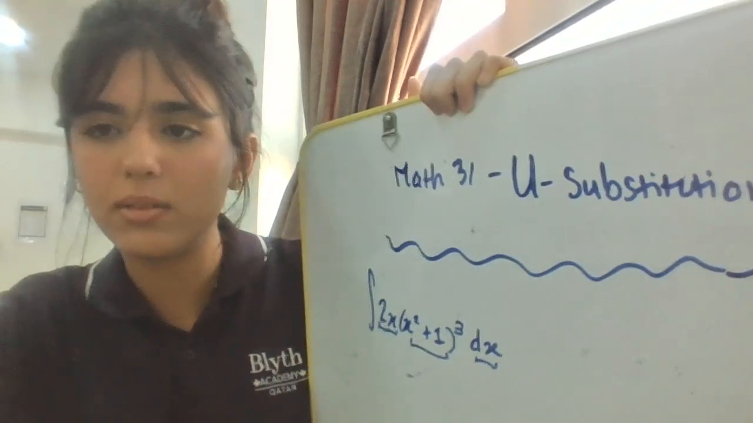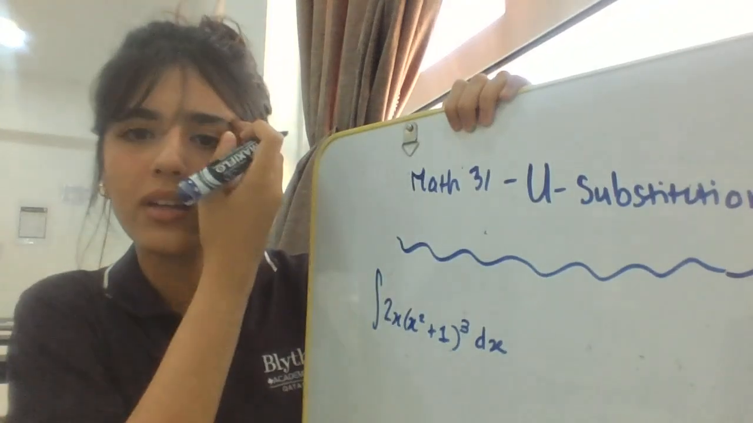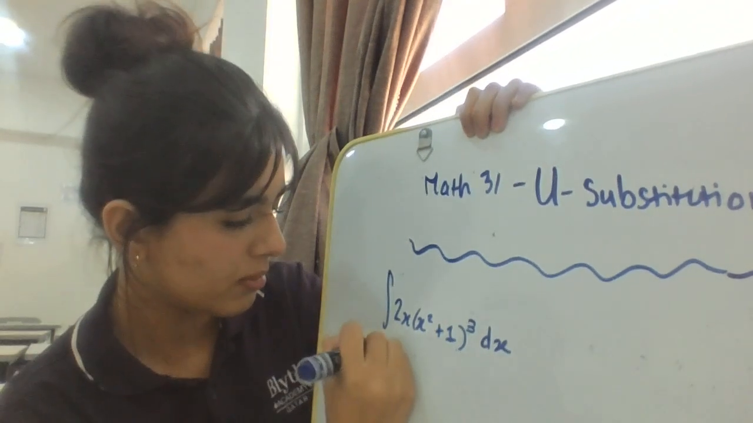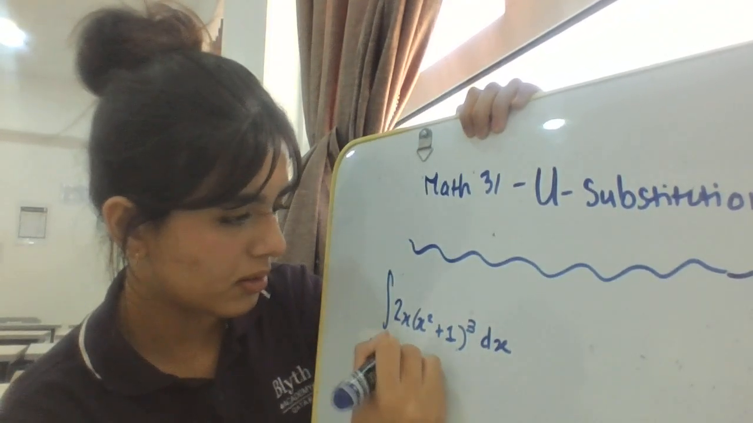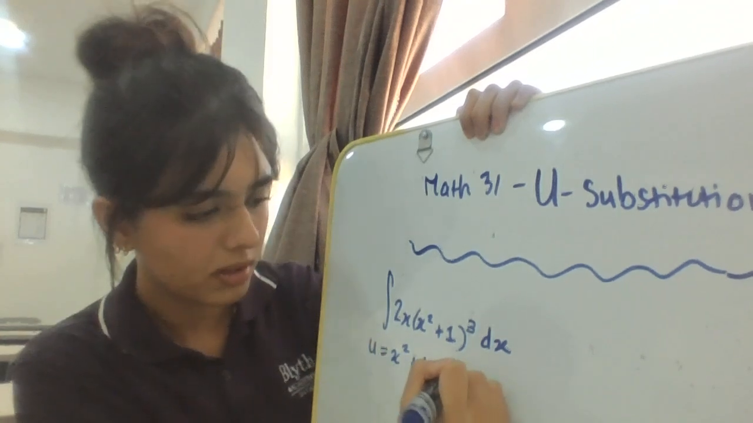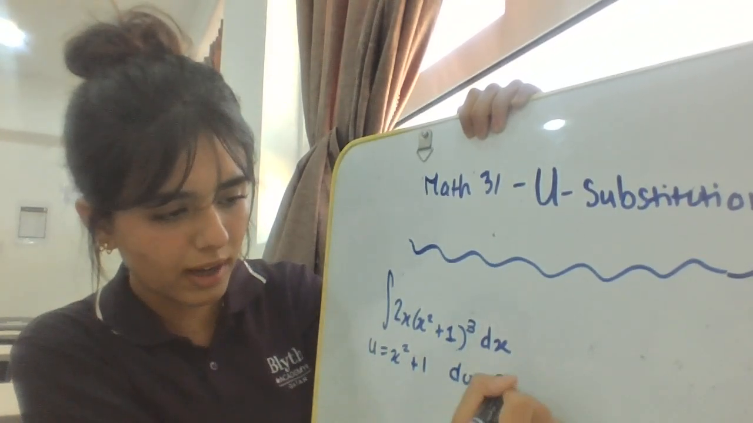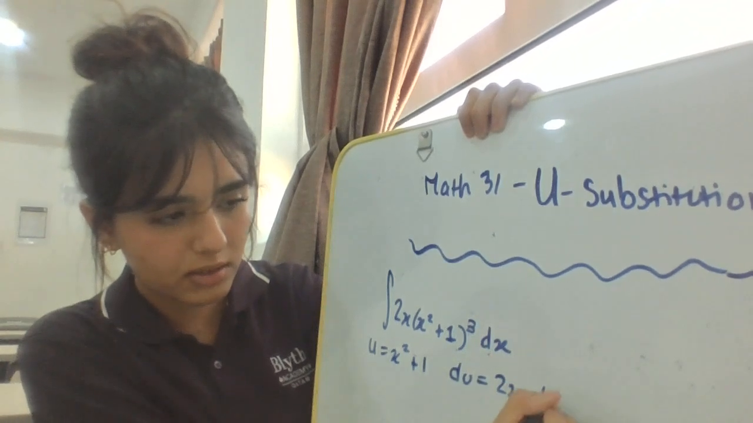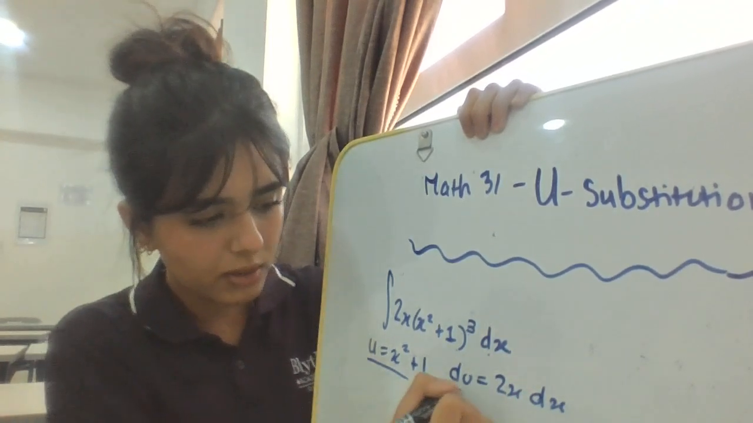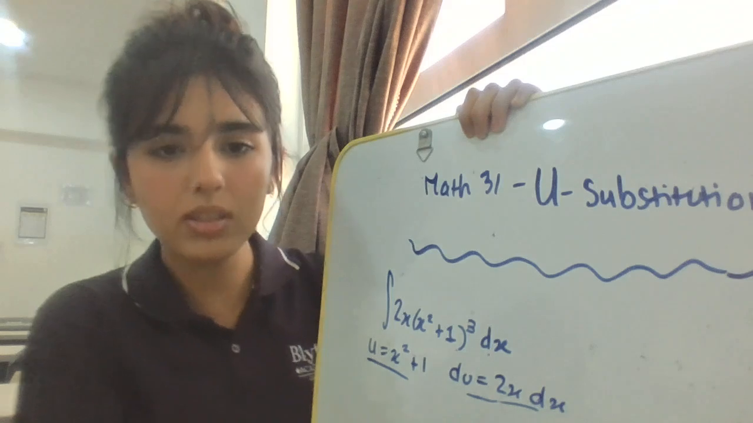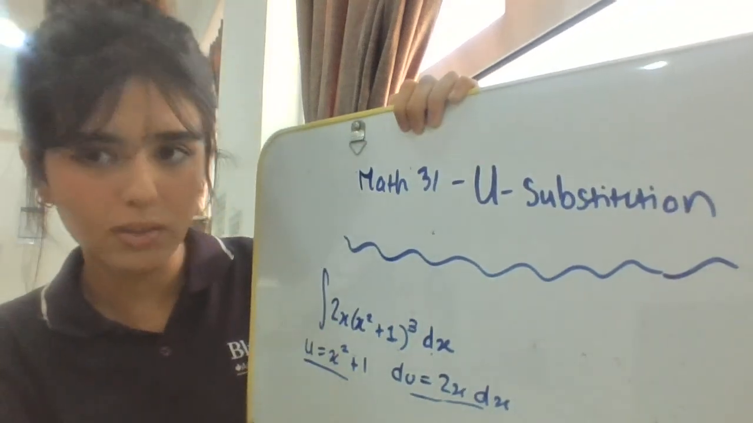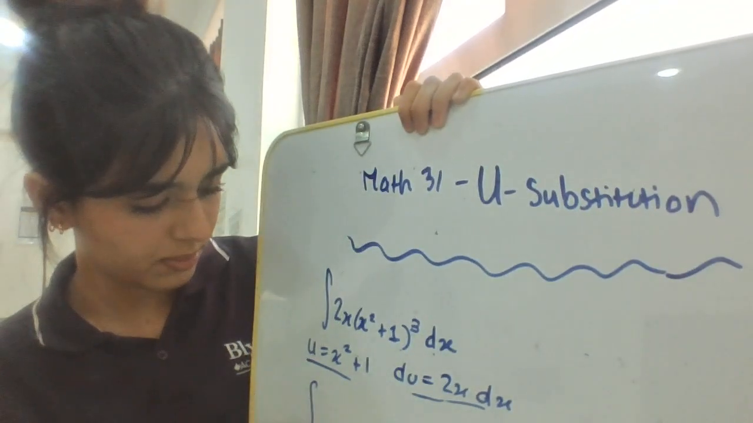Okay, let me organize this a bit. Okay, so we'll pick our u now. U is x squared plus 1, and then du is just this getting simpler. So 2x, don't forget to add the dx. Now that you have your du and u, you can just substitute into the original integral.